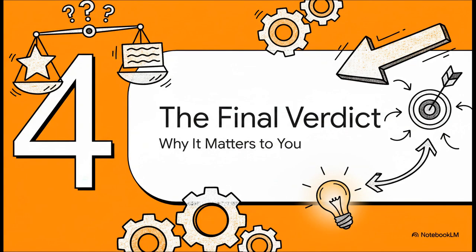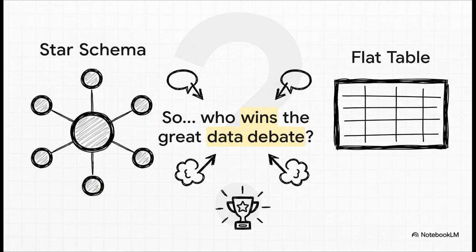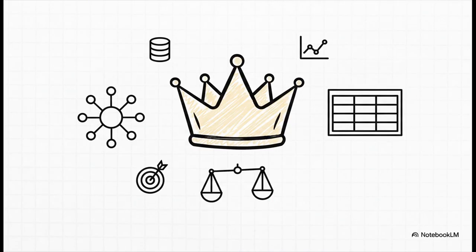So, with all this conflicting evidence, what's the verdict? How in the world are you supposed to make the right call for your business? Let's ask it one last time. Star schema or flat table? Who is the ultimate champion? The answer is, it depends. I know. That sounds like a total cop-out, but it is the absolute evidence-based truth.